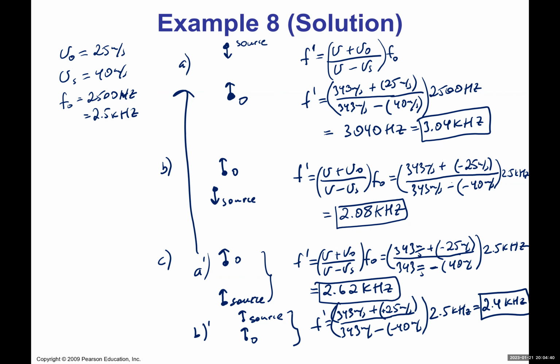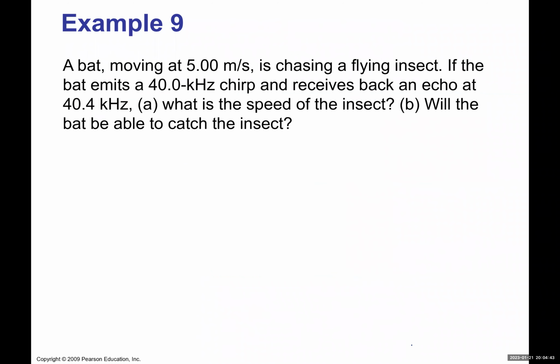All right. So one more example dealing with the Doppler effect. Here we have an interesting problem because you're going to see that this is slightly different. We have a bat moving at 5 meters per second chasing a flying insect. If the bat emits a 40 kilohertz chirp and receives back an echo at 40.4 kilohertz, what is the speed of the insect? And basically, based on that, will the bat be able to catch the insect or not?